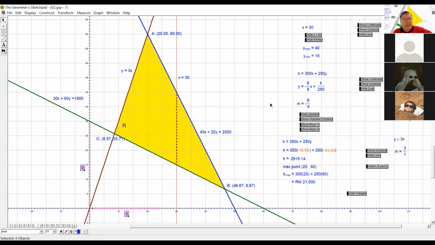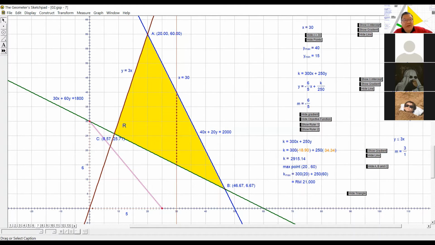How? Like this. I use a vertical distance of 6 units. Here I choose 6 units, not the number of squares, the units. Then here I choose 5 units. This represents the gradient of the objective function. Then I draw the objective function. I cannot use the full line, right? I use the dotted line.